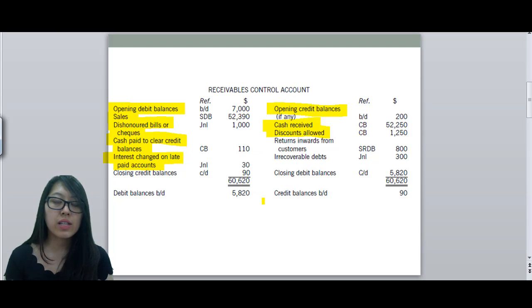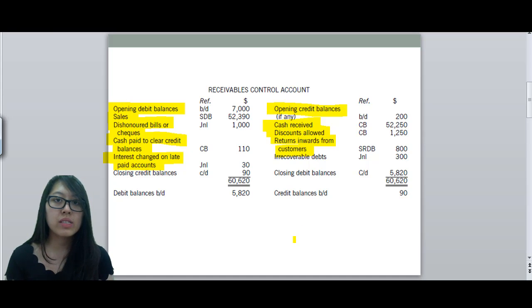Next, we have discounts allowed. Discounts allowed is a way for us to encourage the customer to pay us at a quicker rate, or just to encourage them to buy from us. So if we give them a discount, that means what they owe to us is less, and that's why it's on the credit side of the trade receivable account.